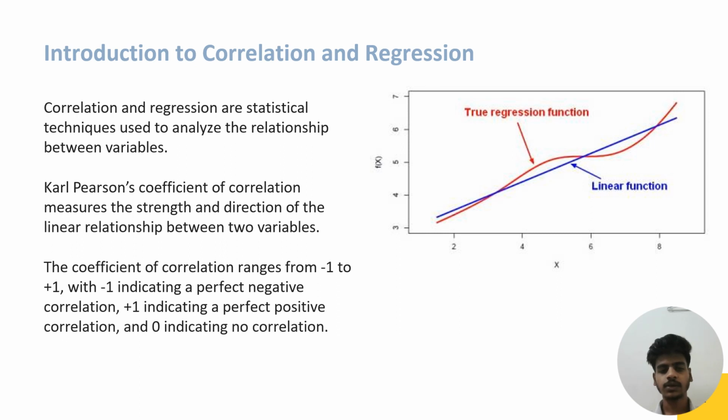Karl Pearson's coefficient of correlation measures the strength and direction of the linear relationship between two variables. The coefficient of correlation ranges from -1 to +1, with -1 indicating a perfect negative correlation, +1 indicating a perfect positive correlation, and 0 indicating no correlation.